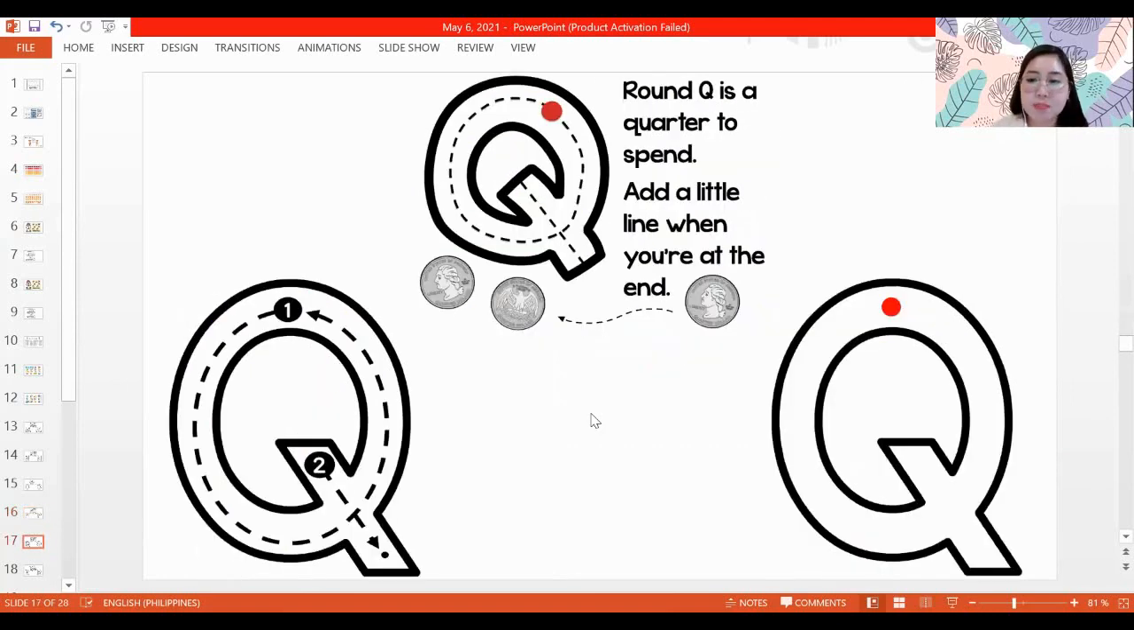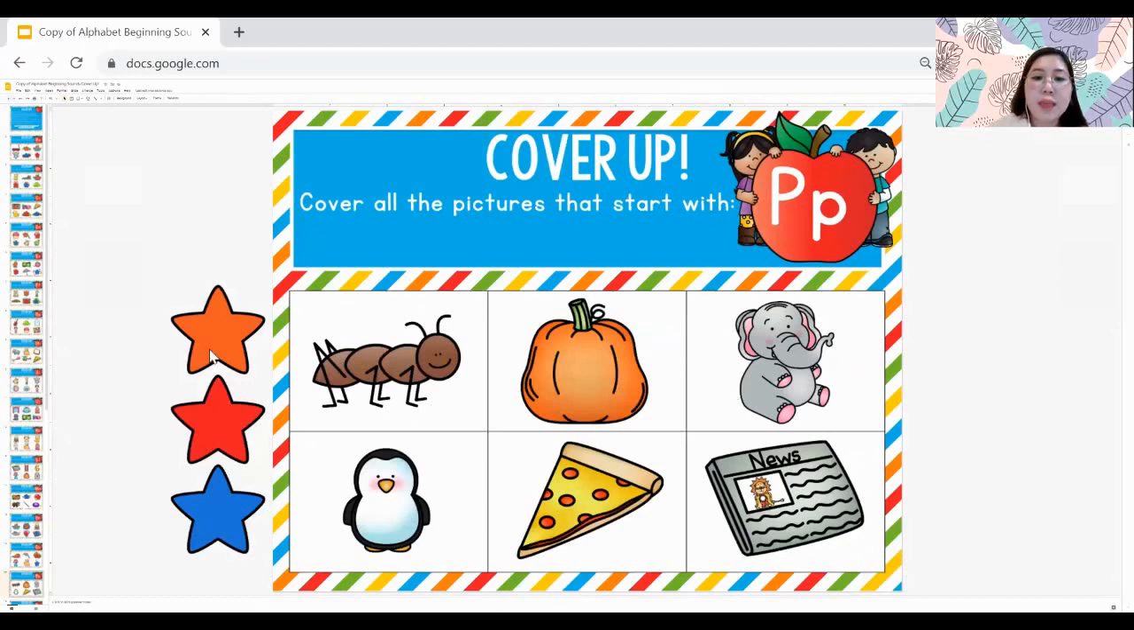What are the things that begin with the letter P? We have P is for ant. Nope, that's letter A. Where's letter A? A is there. P is for pumpkin. Yes, it is. P is for elephant. No, that's letter E.